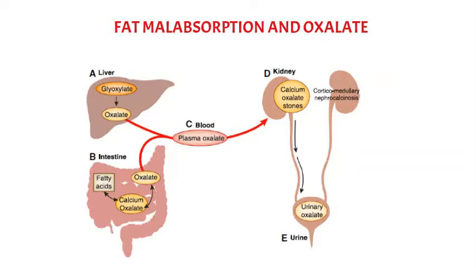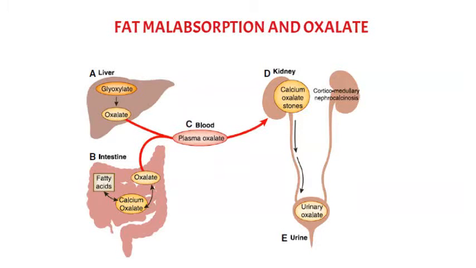This diagram illustrates the origins of oxalate in enteric hyperoxaluria. In A, we see that the oxalate arises from glyoxylate metabolism in the liver. The remainder of systemic oxalate comes from ingestion of certain fruits and vegetables. The oxalate in these plants is in the form of relatively insoluble calcium oxalate crystals, so under normal conditions only about 5 to 10% of ingested oxalate is absorbed, and the remainder just passes into the stool.